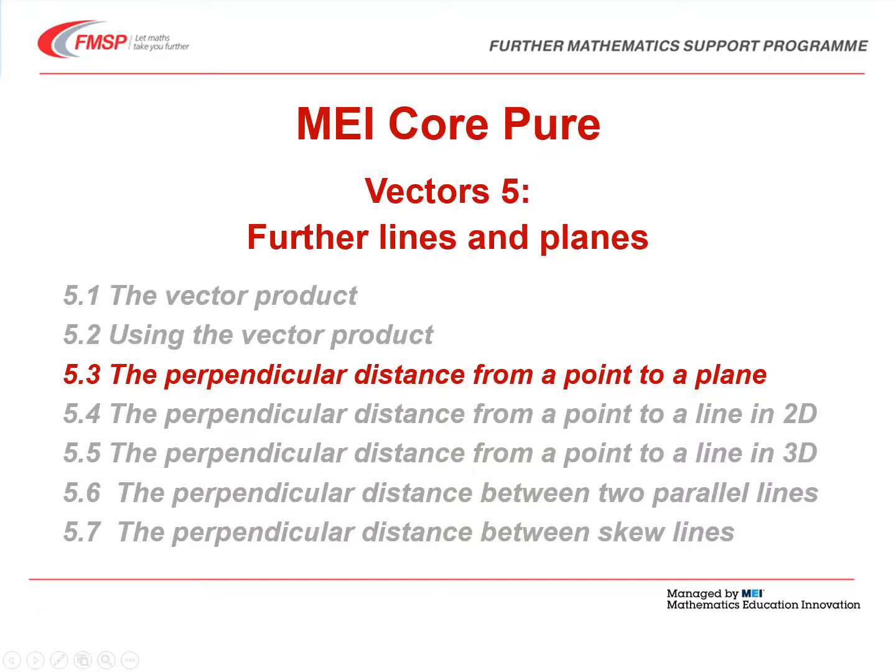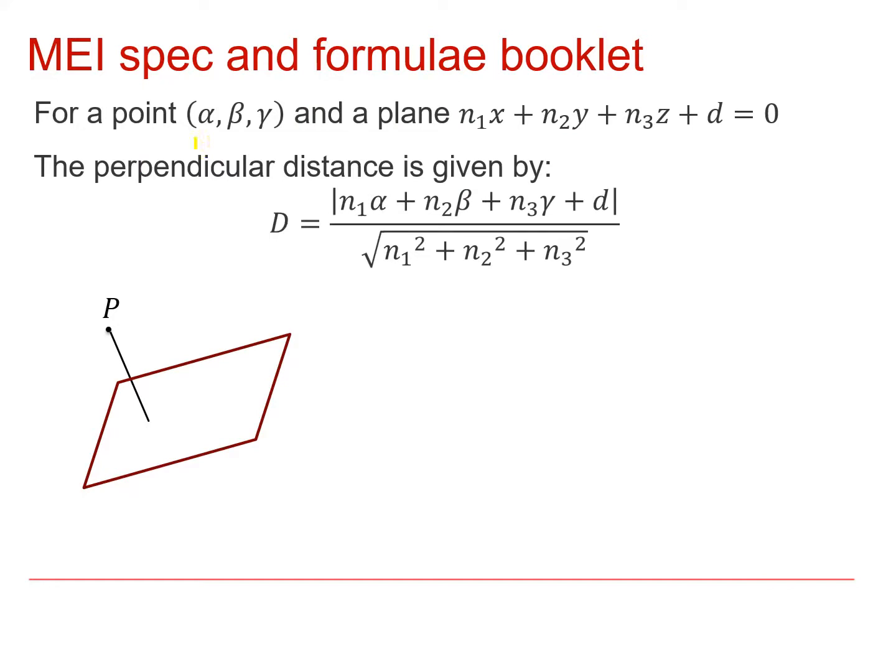This is a video for MEI Core Pure Mathematics, Vectors 5, Further Lines and Planes, 5.3, the perpendicular distance from a point to a plane. The MEI formula booklet gives a formula for the distance from a point, alpha, beta, gamma, to a plane given in this form: n1x plus n2y plus n3z plus d is equal to 0.